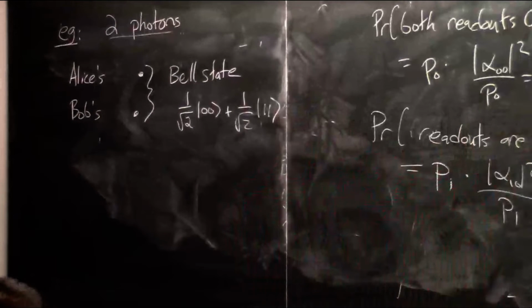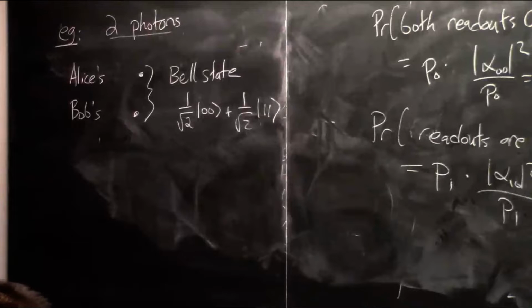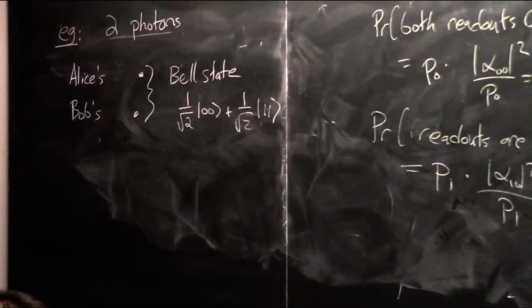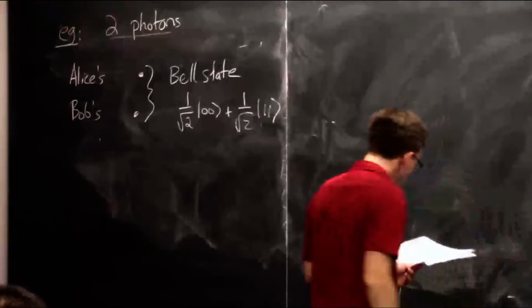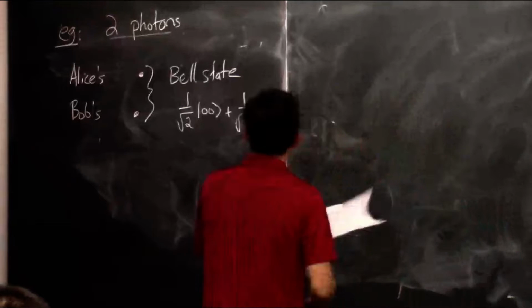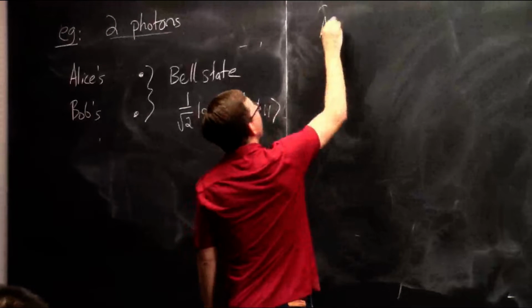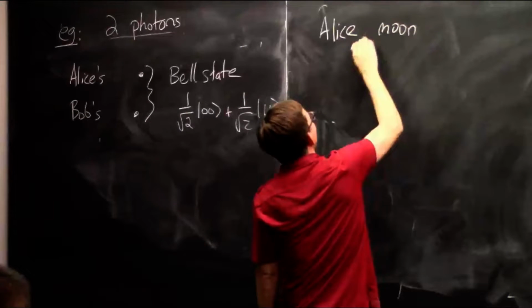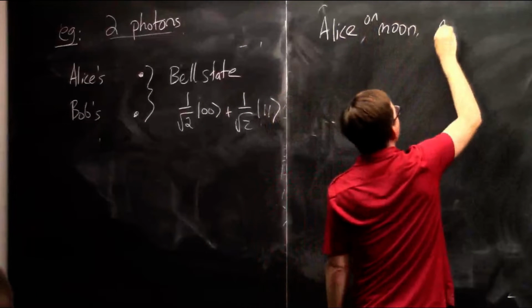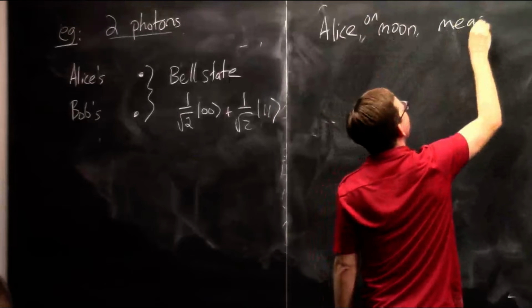Okay, so let's imagine that they do this, and then Alice takes her qubit to the moon. Okay, and Bob stays on Earth. And let's say Alice on the moon, I should have drawn a picture, but I can't do that. So on the moon, she measures her qubit.